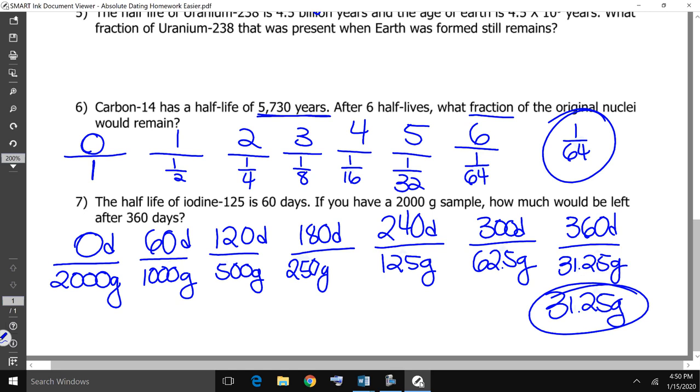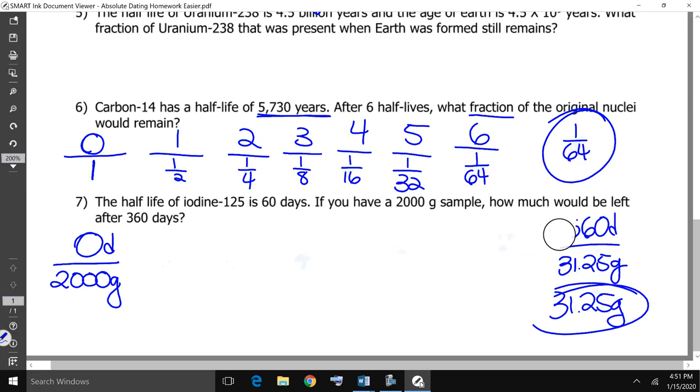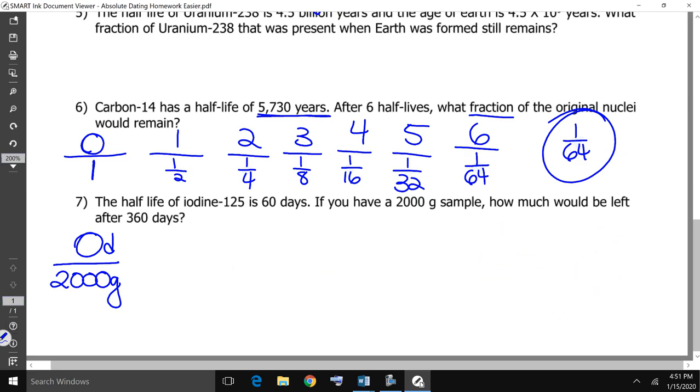Now, there is a similar way to do this. I'm going to show it to you a little bit differently. So I'm going to erase this and I'm going to try it one more time. Now, this may be an easier way for you to think of it rather than having to switch back and forth with the math. So, instead, I'm going to just go straight across with the time and then straight across with the amount.